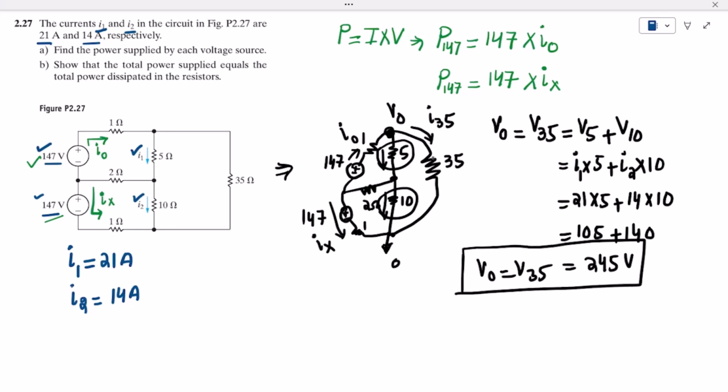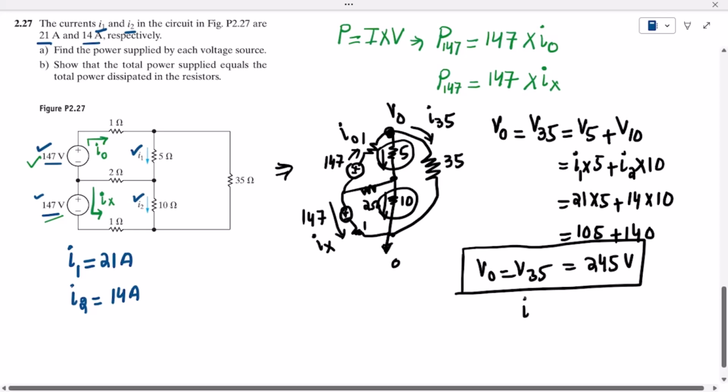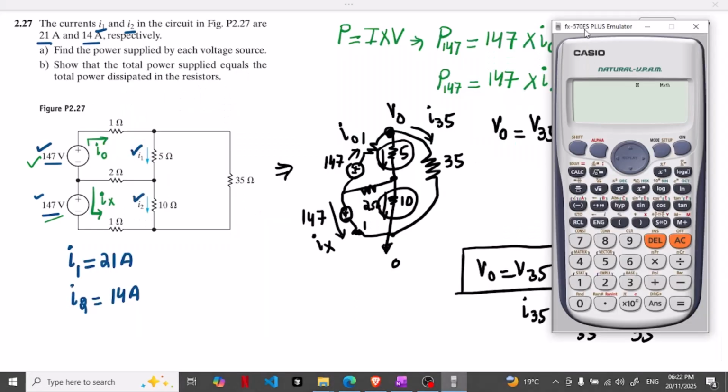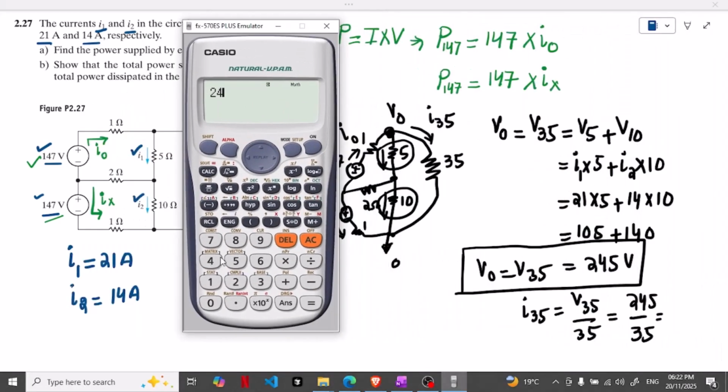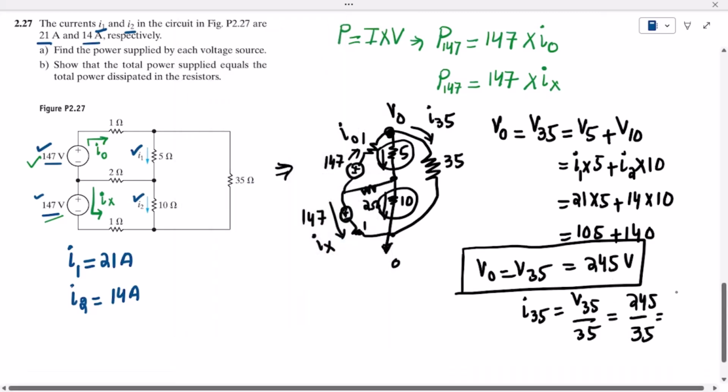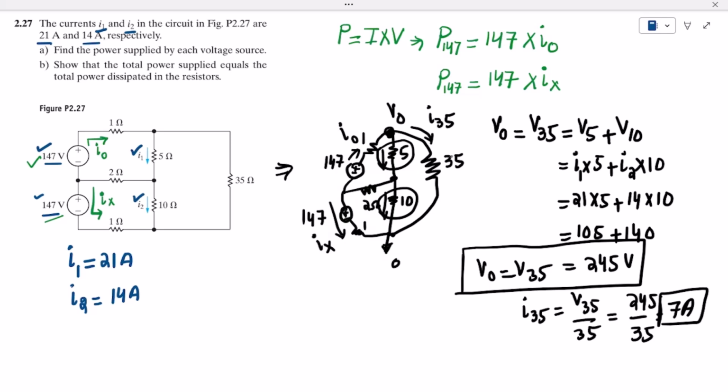If the voltage across the 35 ohm is known, we can easily find the current. The value of I35 is V35 divided by 35 ohm, so 245 divided by 35, that is 7. So this is 7 amperes. The value of I35 is now known.